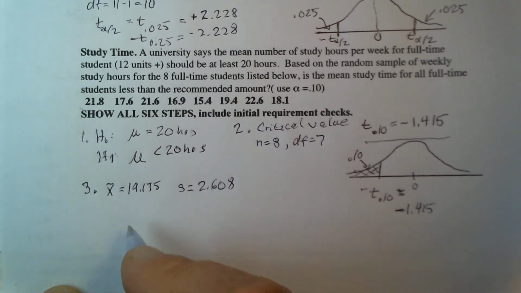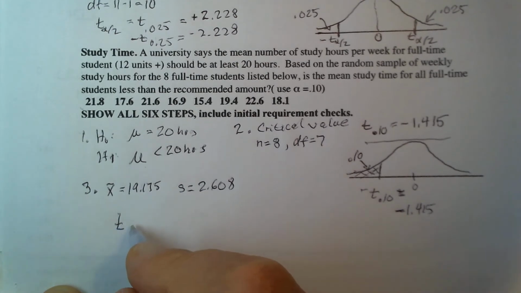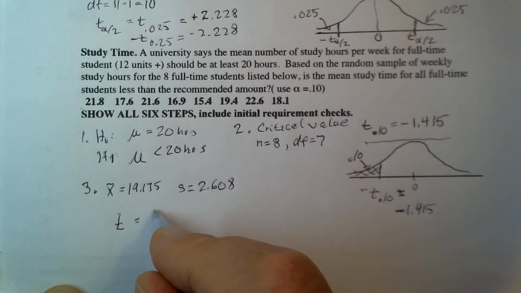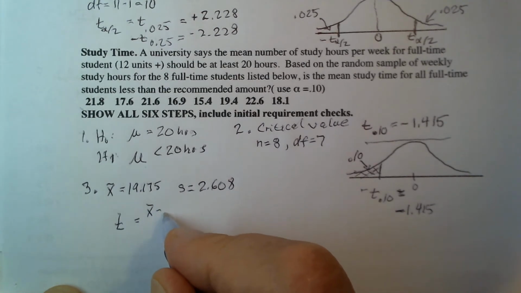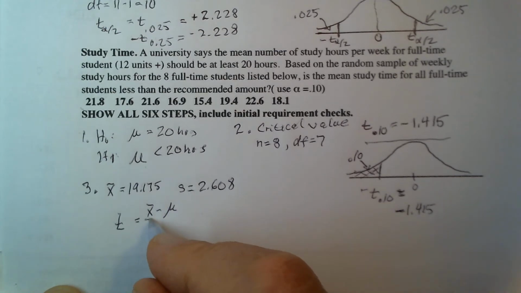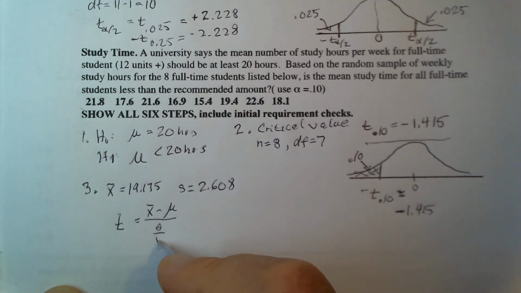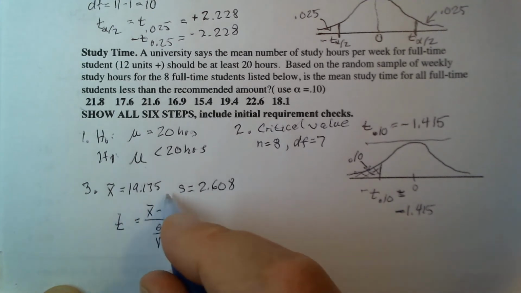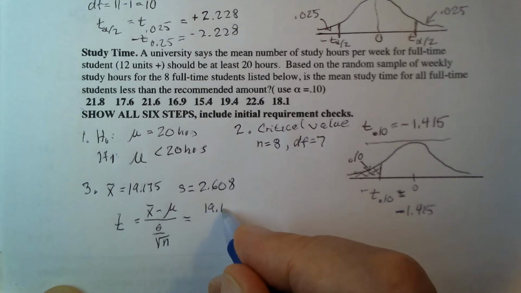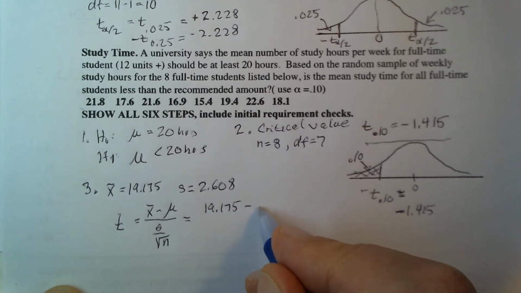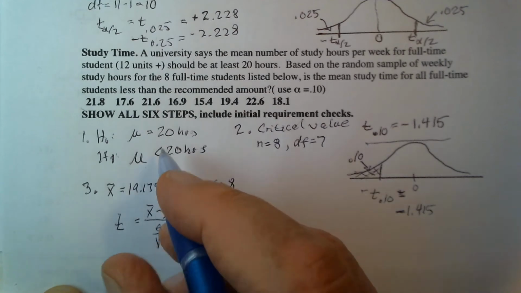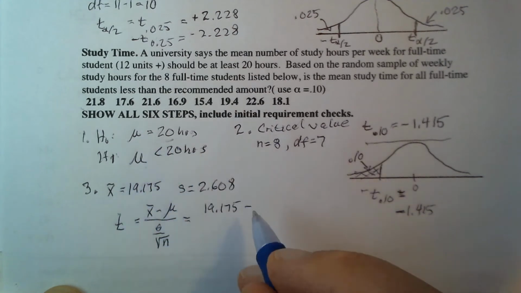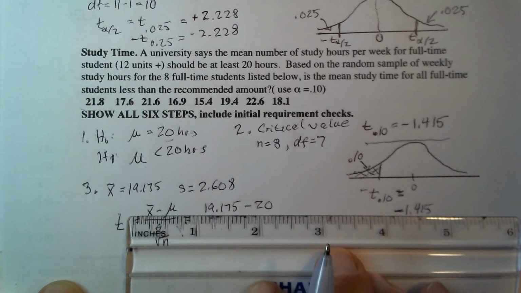And then our t-test statistic is equal to the sample mean minus mu, divided by S, the sample standard deviation, by the square root of n. So in this case, it would be 19.175 minus 20. That 20 comes from our null hypothesis.